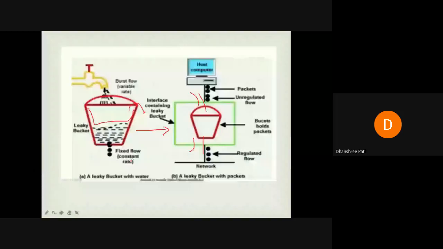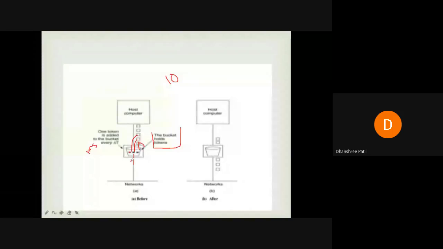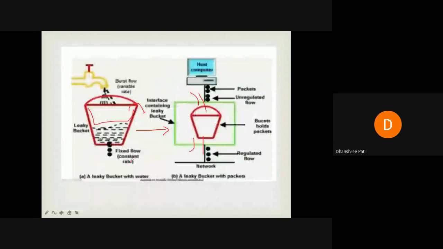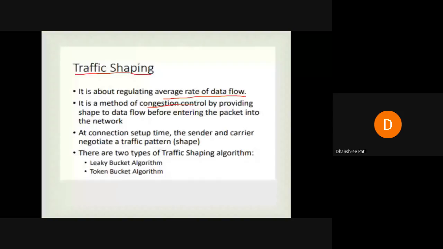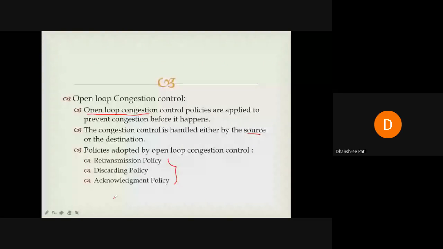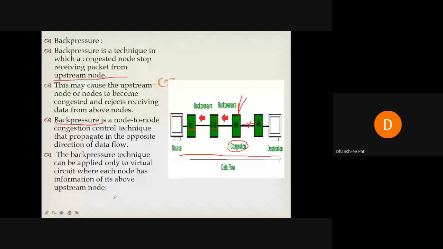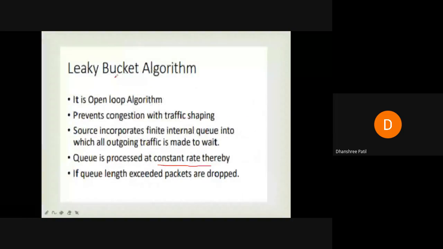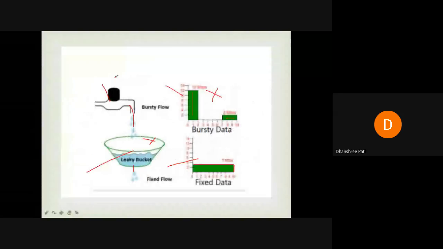So these are the two algorithms. First one is the leaky bucket algorithm, and second one is the token bucket algorithm. Both are open loop algorithms because the strategy is applied before entering into the network. These are the congestion control algorithms. Whatever we have seen, these are the techniques and policies: retransmission, acknowledgement, discarding, and all. And these are the two algorithms for congestion control: leaky bucket algorithm and the token bucket algorithm.